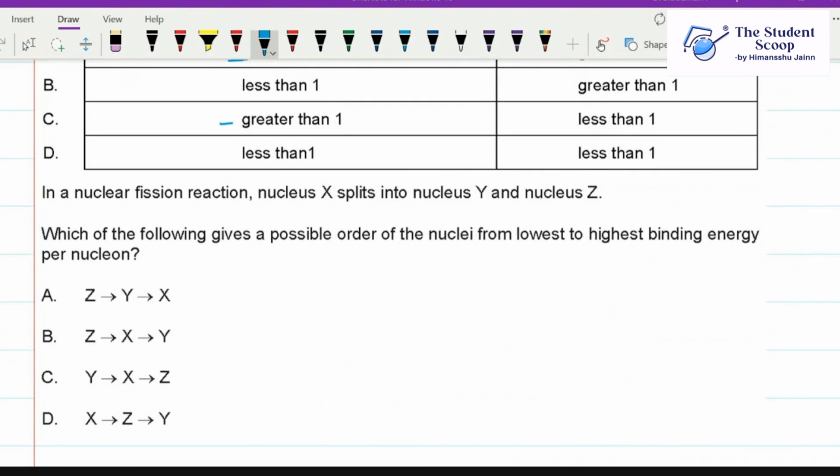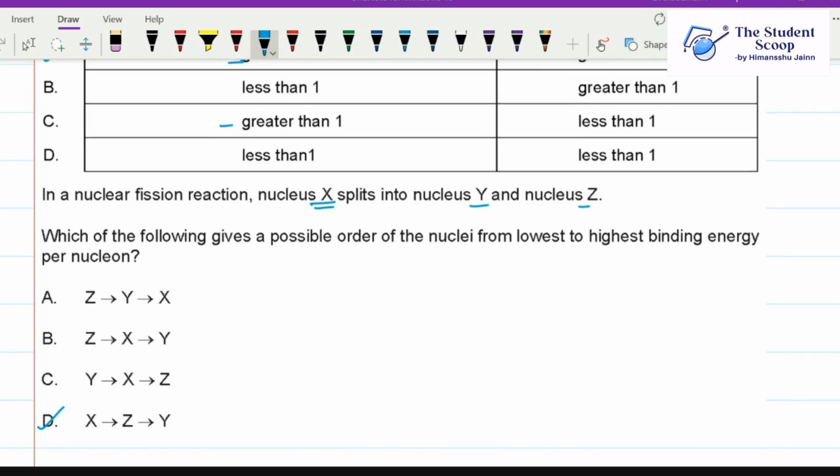Then we have, in the nuclear fission reaction, a nucleus X splits into nucleus Y and Z, which are the following in the order of lowest to highest binding energy per nucleon. So the lowest will be X. Now the nuclear number is not given here, but Y and Z both will have binding energy.